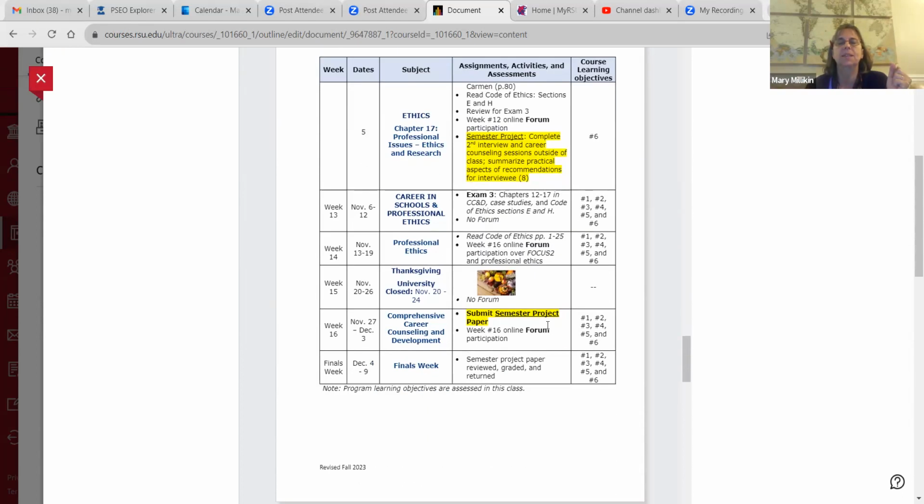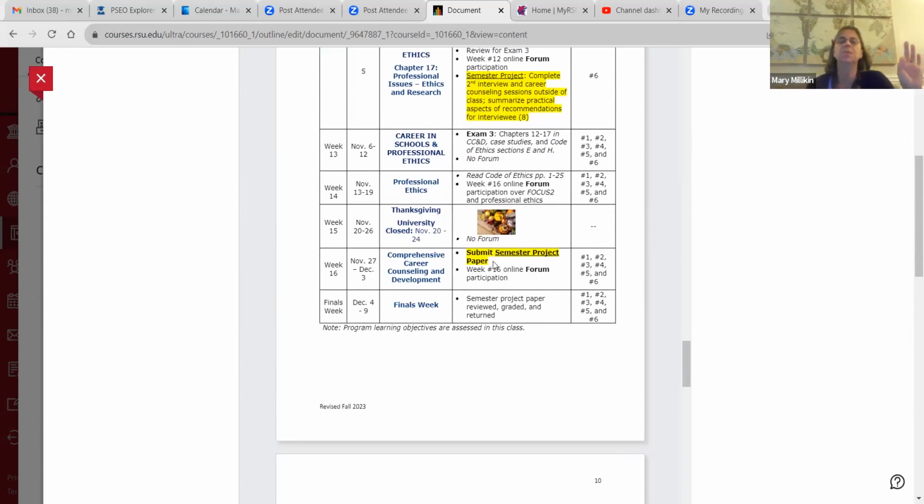And then you'll notice that this is the first time you turn in anything for the project, and that would be week 16, the week before final exams. And by the way, we don't have a final exam in this class. We have a paper, and most weeks we have forum discussions and we have 3 exams.